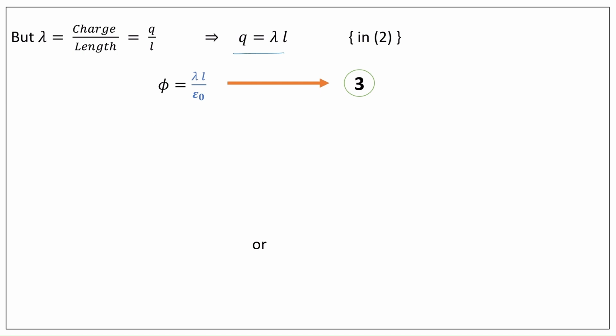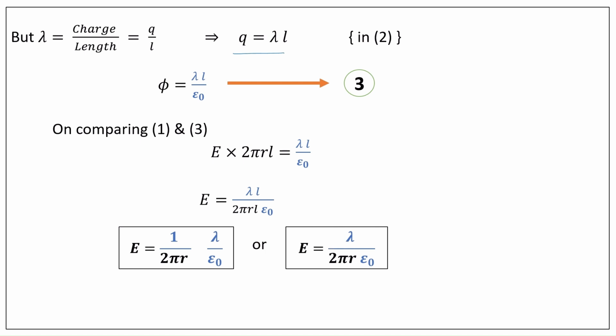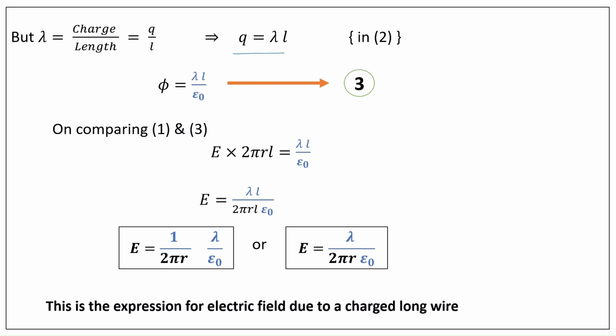Mark as equation 3. On comparing equation 1 and 3, we get E into 2 pi RL is equal to lambda L by epsilon naught. Therefore, E is equal to lambda L by 2 pi RL epsilon naught. On cancelling L from numerator and denominator, we get E is equal to 1 by 2 pi R into lambda by epsilon naught, or E is equal to lambda by 2 pi R epsilon naught. This is the expression for electric field due to a charged long wire.